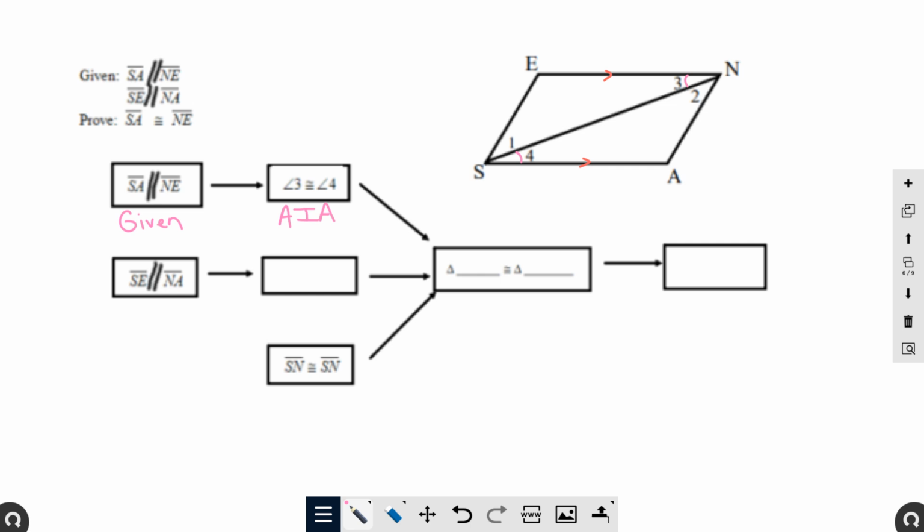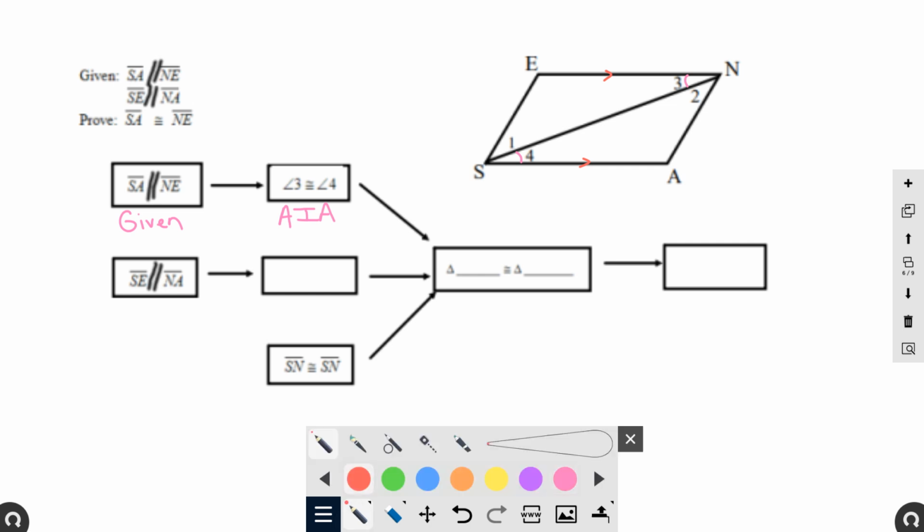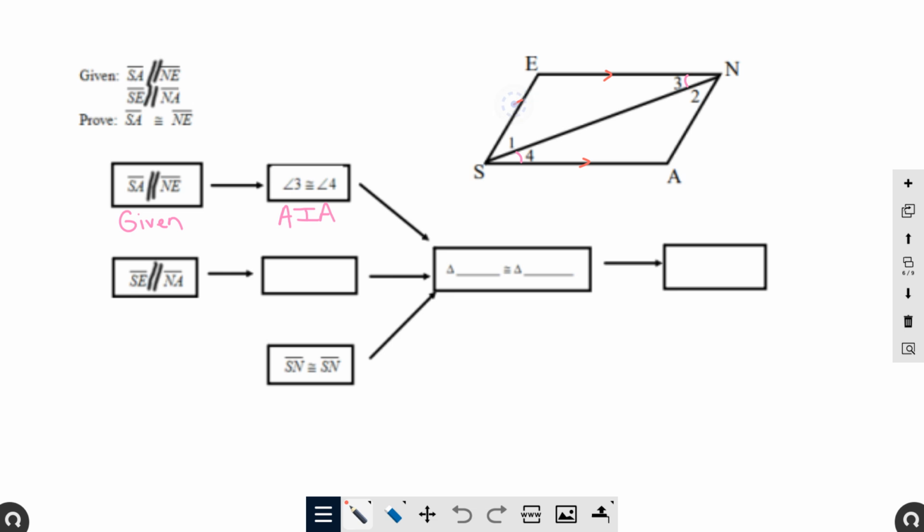If you don't remember what that equals, you might want to write it all out. Okay. Now, our next box, if we go down, SE is parallel to NA. Well, that was also given. So I'm going to mark that in my picture. These are parallel. This was given. And now notice it has an arrow to an empty box. But it's probably pretty similar, right, to the one above.